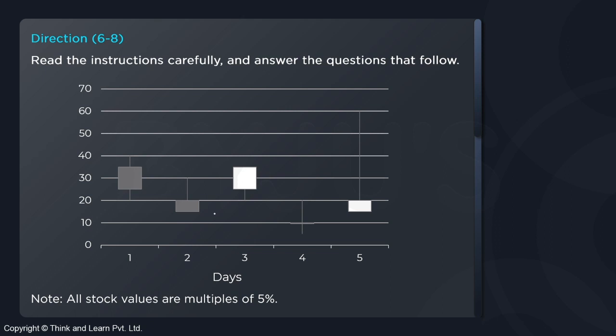So here we have a data set now, which is a set of data interpretation, as you see on your screen. Some chart is given to us. We do not know what exactly that chart tells us, but it says all stock values are multiples of 5%. I don't know what that means.